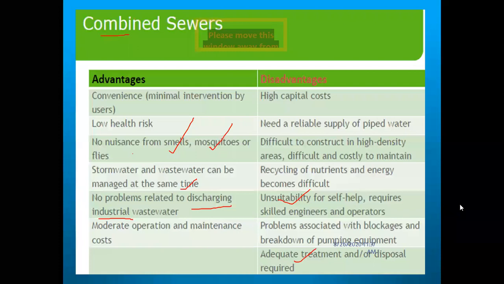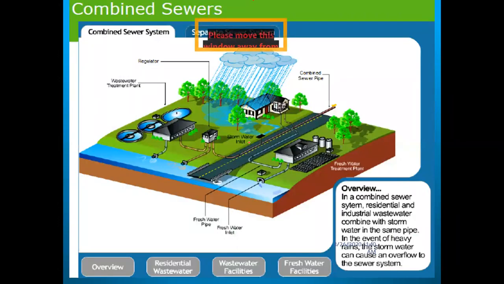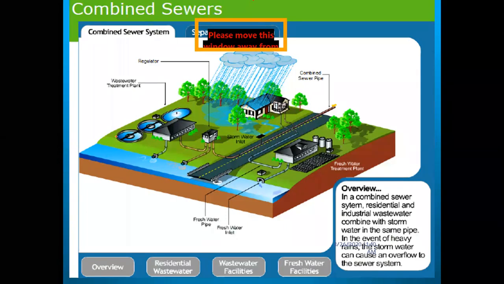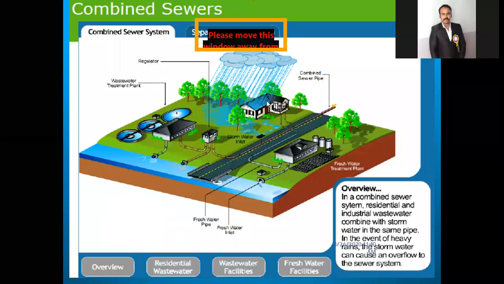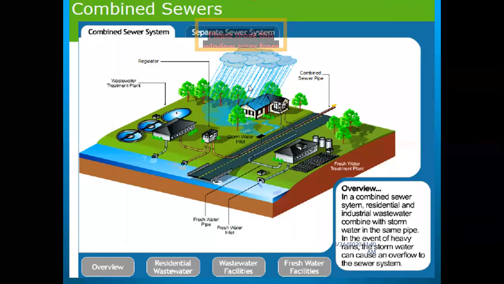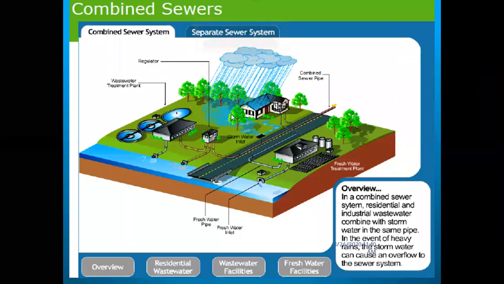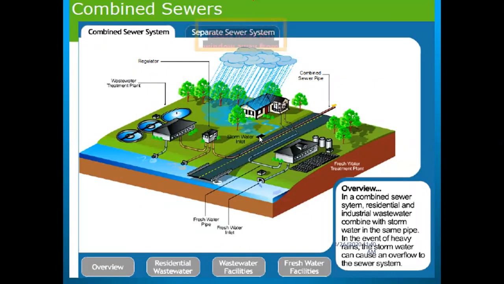Next, see the layout of a combined sewer system. See the ground bed and the treatment plant here. The rainwater is coming; the rain is falling on the ground. Whenever the rain falls on the ground, the water goes into the road stormwater inlet. See, you have the stormwater inlet.